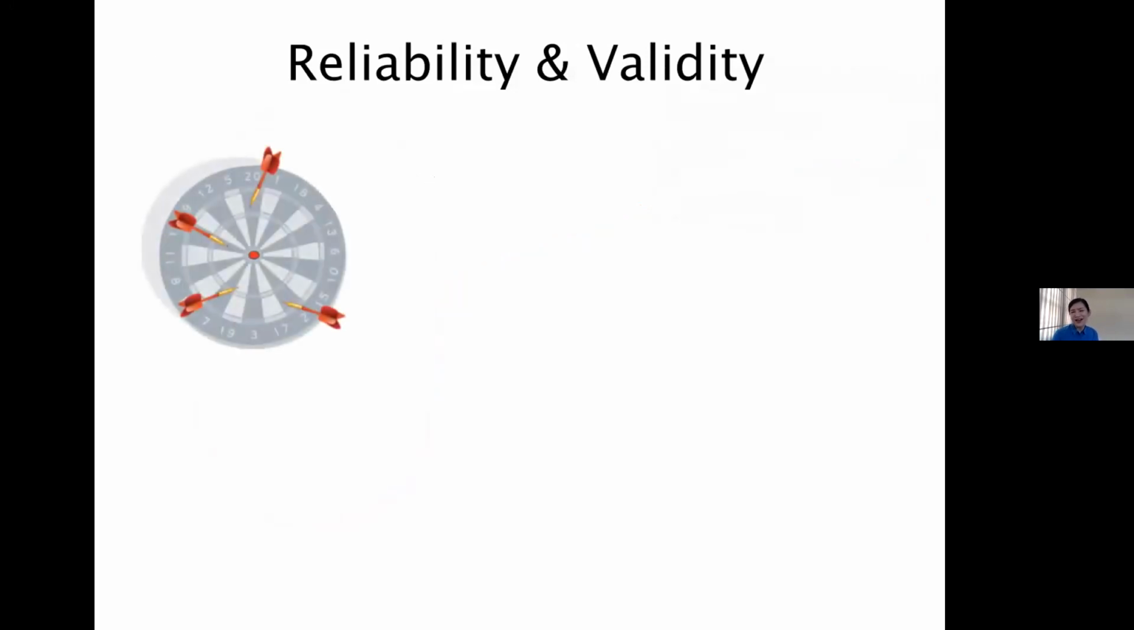Suppose that the darts that I invented, this is the result when I use the darts that I invented. Could you please tell me regarding reliability and validity? What about the result of this one? This is reliable or unreliable? This is valid or invalid? So I have 4 choices: reliable, unreliable, valid, invalid.